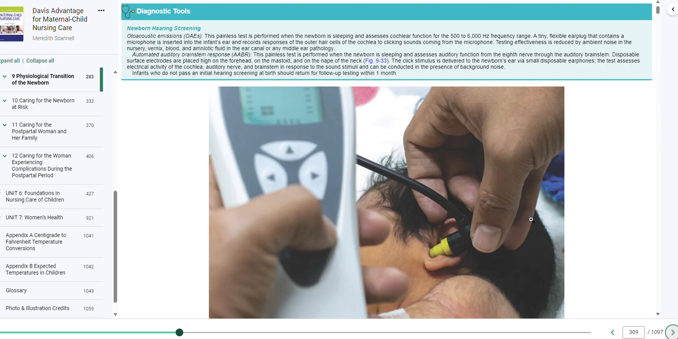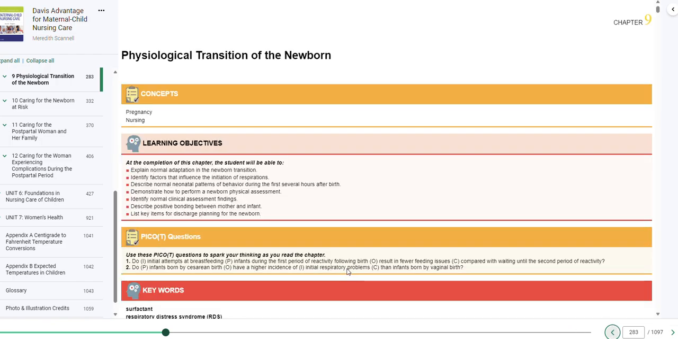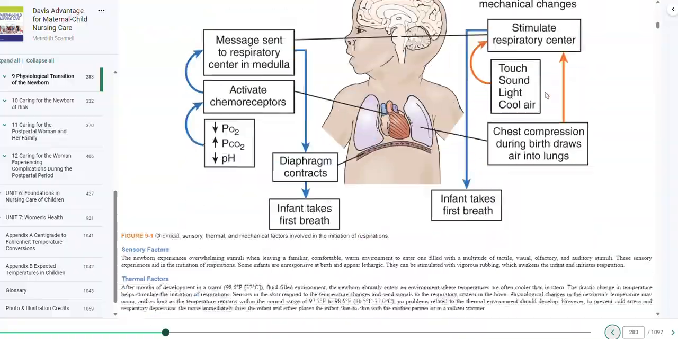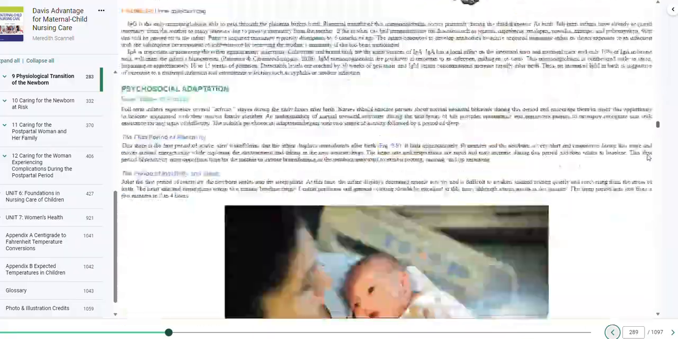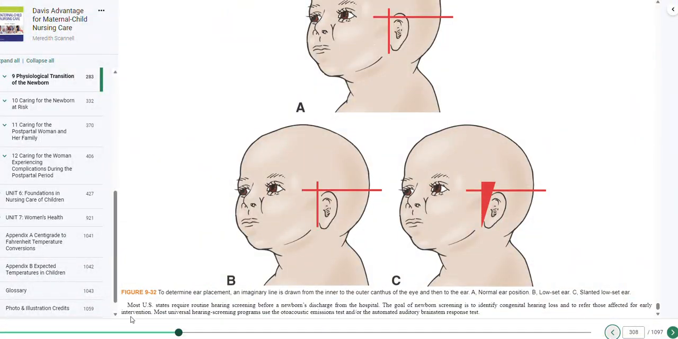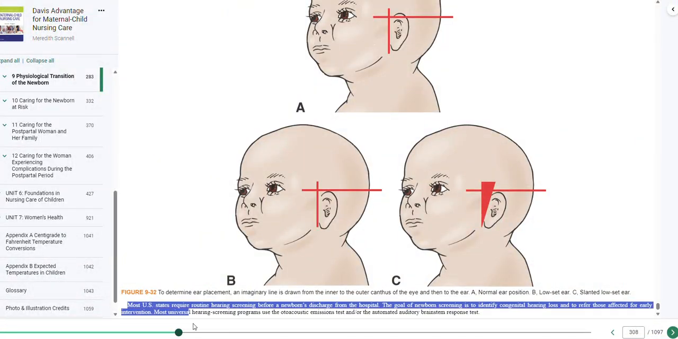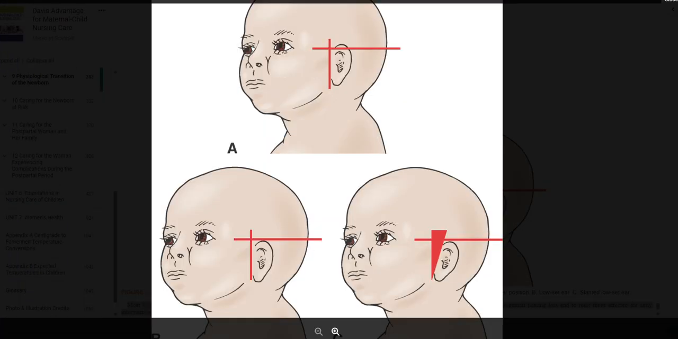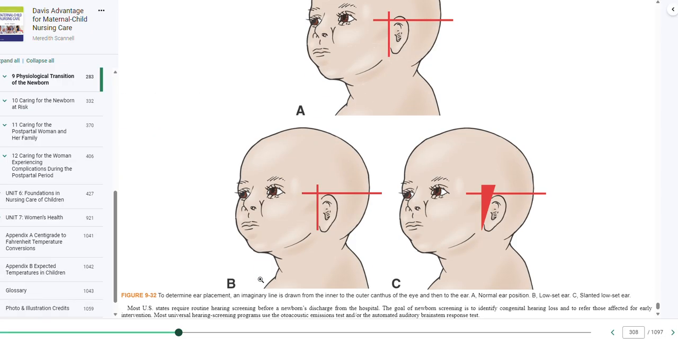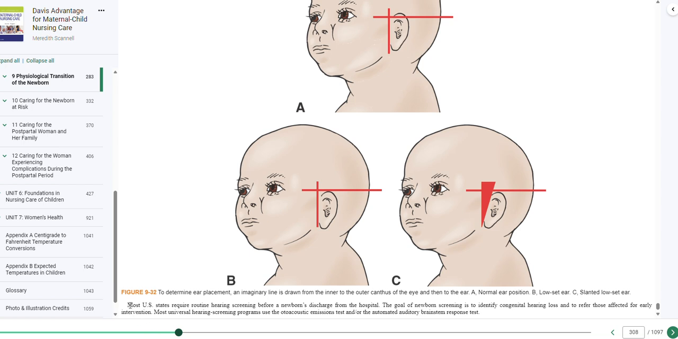Newborn hearing screenings are done routinely. Let me go back. In the United States, you're always going to have a baby that's got a hearing screening before they actually go home. This is a wink and a lollipop. They must have a hearing screening before they leave.